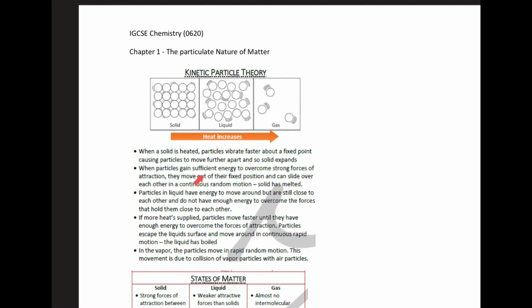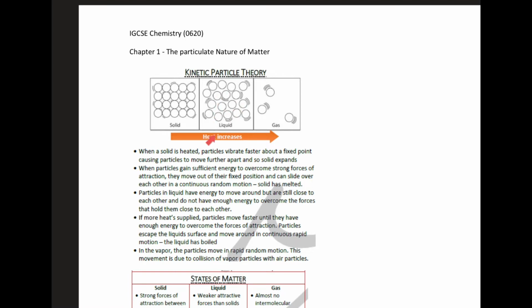The second thing is the type of motion of liquid, where they can slide over. They can slide over, they can move in random motion, compared to solid just now, which is just vibrating. Next point, particles in liquid have energy to move around, but are still close to each other and do not have enough energy to overcome the forces that hold them close to each other. So they still have forces that hold them close.